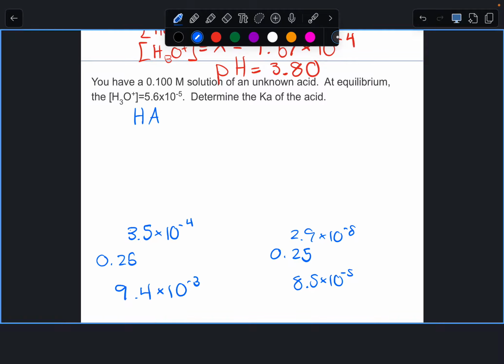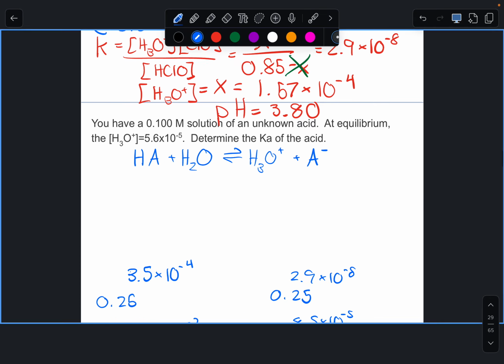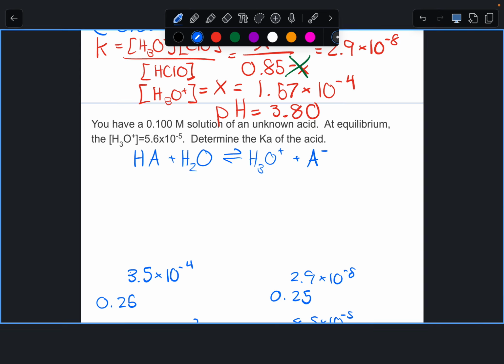So when you're doing this, I would recommend that you write one of these generic reactions. HA can represent any acid, and A minus represents the conjugate base. So the one we did before was HClO. HA is HClO, A minus is ClO minus, okay? You can just write acid plus water if you want, makes the conjugate base and H3O+, but this is how you'll see it in the book and stuff.